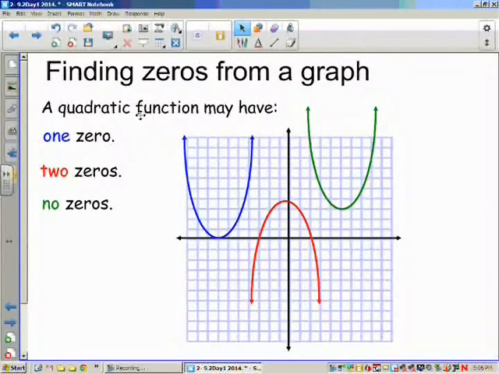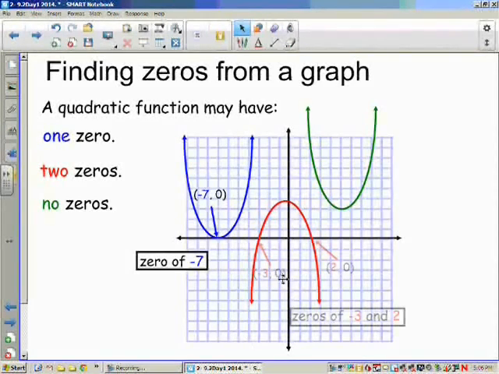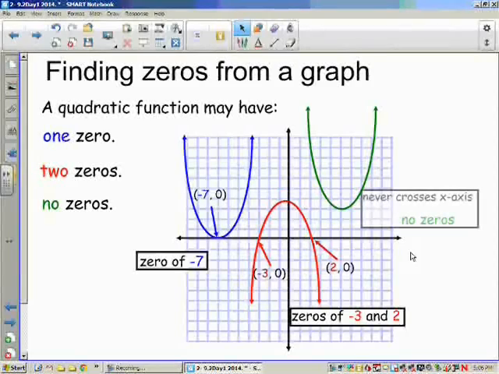Finding zeros from a graph: a quadratic function may have 1, 2, or no zeros. The blue graph is an example where we have (-7, 0). That means y is 0 and the value of x is -7. If we look at the red graph, we see there's two zeros here. -3 and 2 are the zeros, the values of x that make the function equal 0. In this green one here, the graph comes down and then turns around and goes back up before it even hits the x-axis. So in this case, it never crosses the x-axis. There are no zeros.